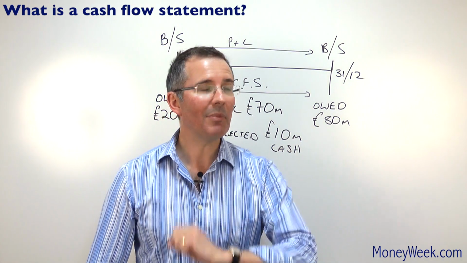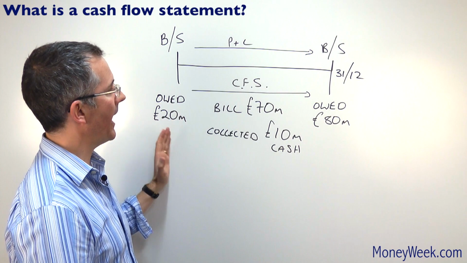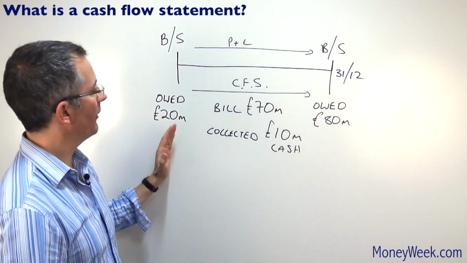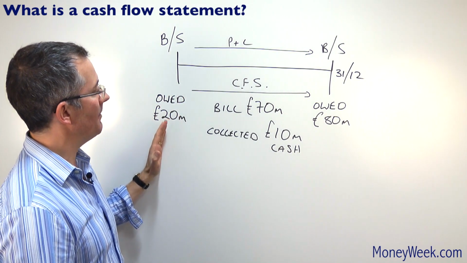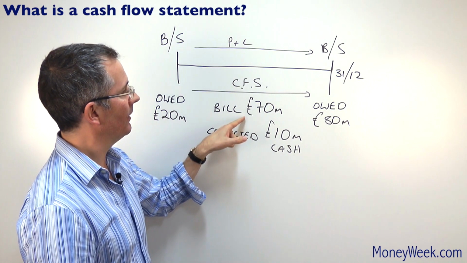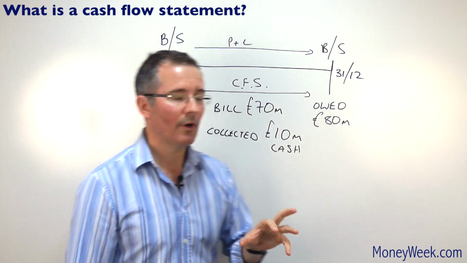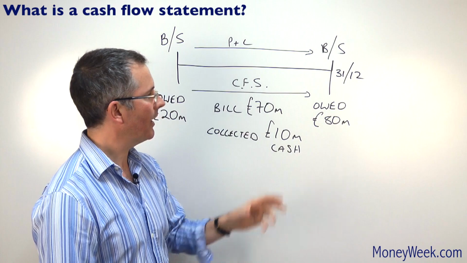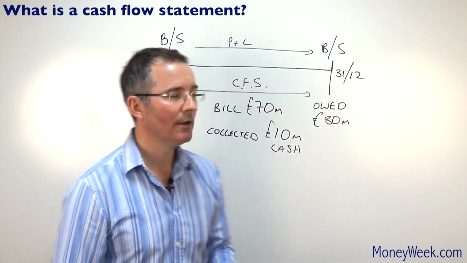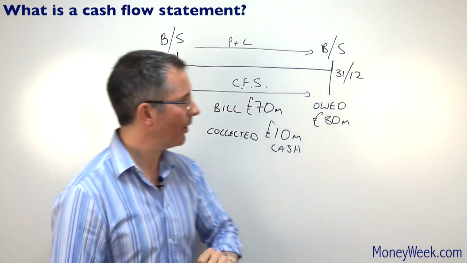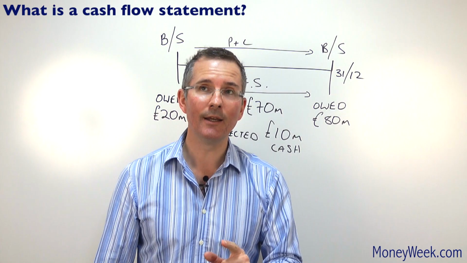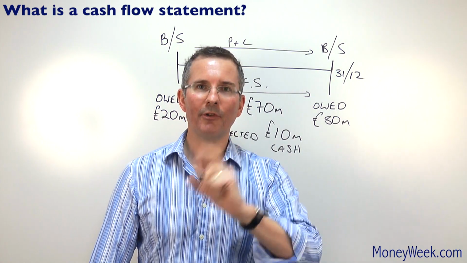Okay, because that completes the story. Otherwise, how do you get from there to there? All right, so you start off being owed 20 million. All right, you bill 70. So if your customers don't pay you, you're now owed 90 million. But actually, when you look up what your customers owe you at the end of the period, it's only 80. Wait a minute. We must have received some cash.